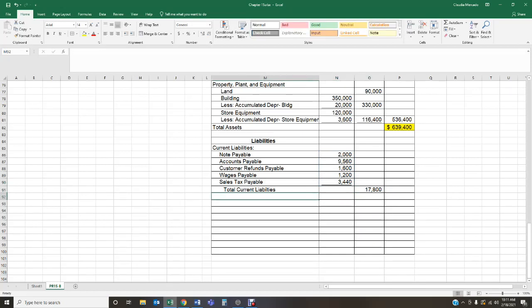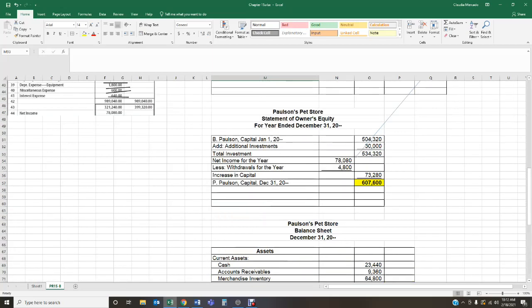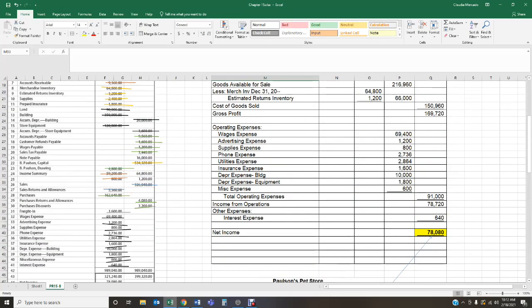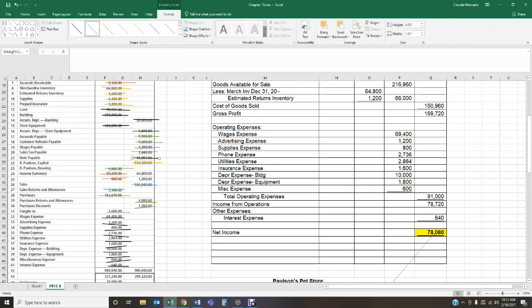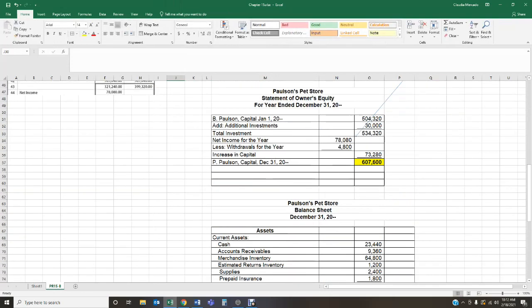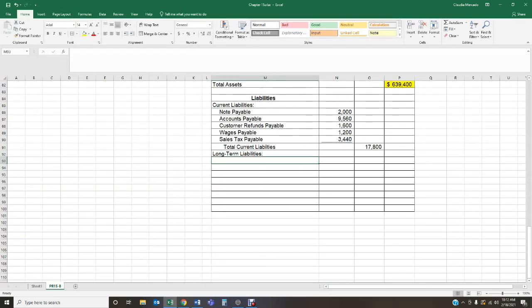Now we have another section called long-term liabilities. These are anything that you owe past a year. If it's going to take you longer to pay than a year, you're going to have long-term liabilities. I can't spell correct. Okay. Now we only have one long-term liability, which is that note. We have a note payable of $16,000. Okay.